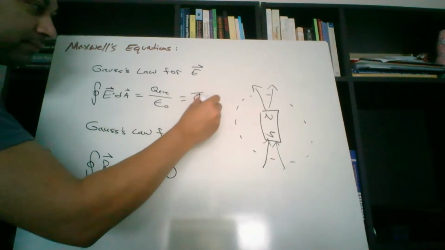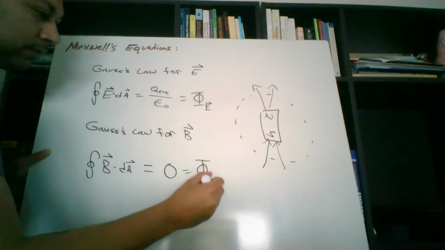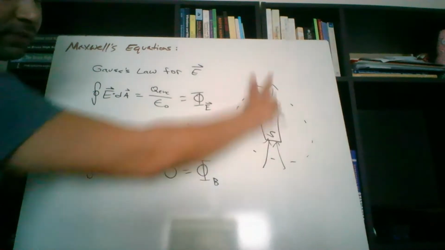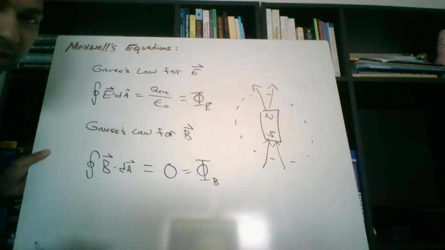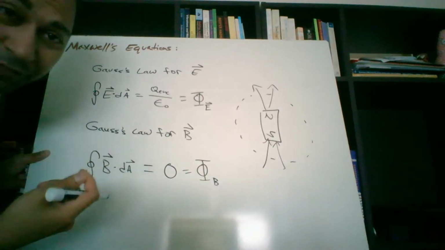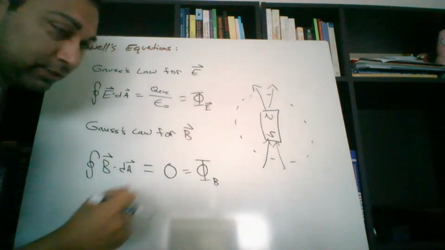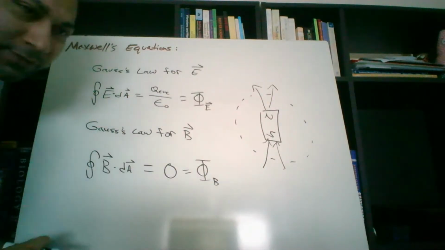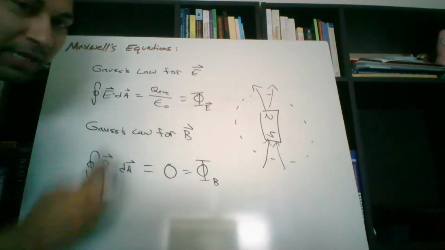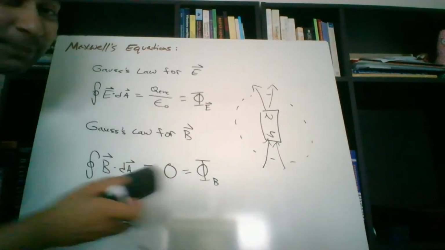So this is the magnetic flux, not the electric flux. The number of field lines going in is equal to the number of field lines going out, so the flux is equal to 0. If you want a deeper understanding of this equation, you have to understand that magnets always come in pairs. There is no such thing as a magnetic monopole.